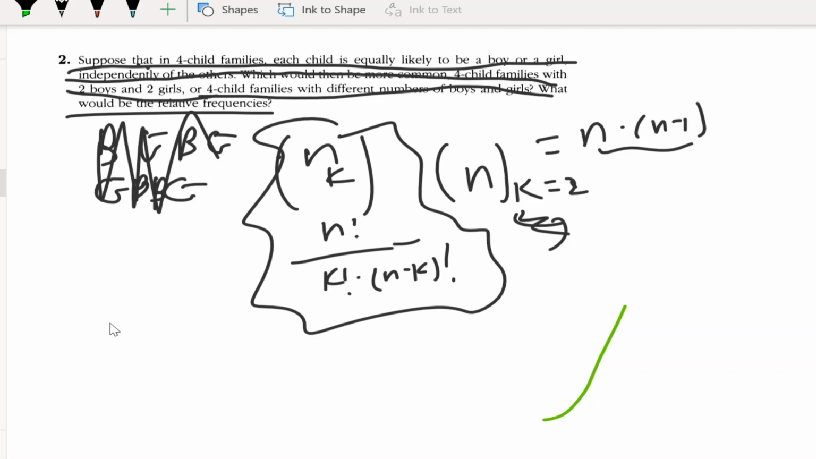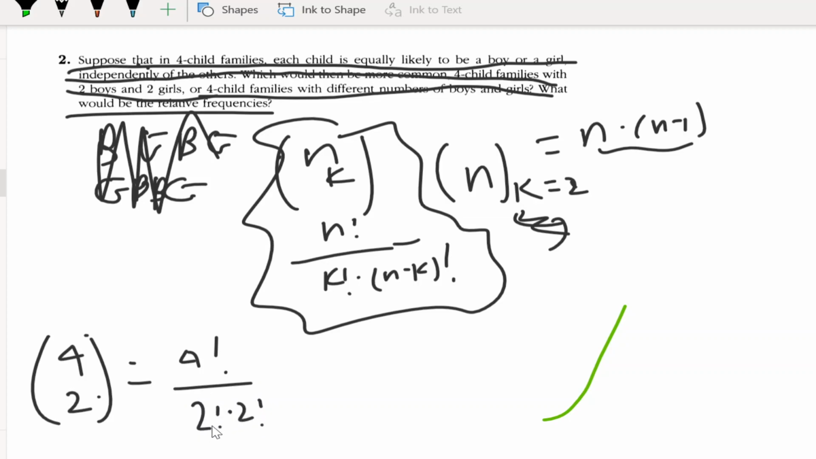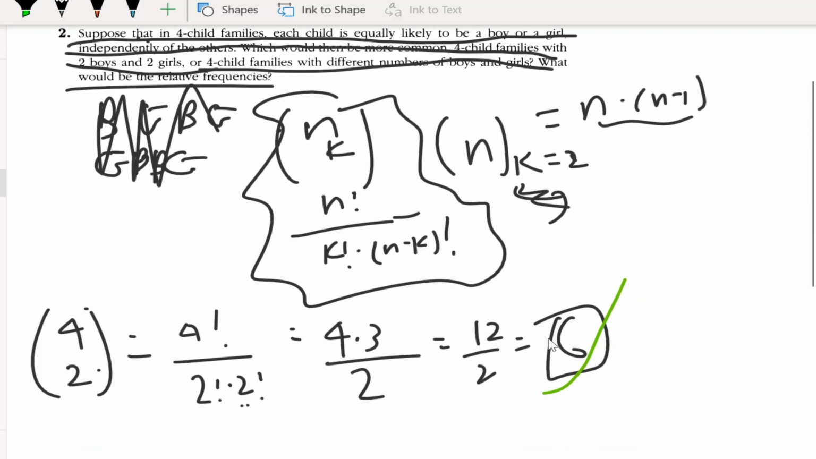So what should be more common? 4-child families with 2 boys, 2 girls. That would be 4 choose 2, because we have 4 total children, of which 2 can be girls. And once again, order does not matter. So 4 factorial over 2 factorial times 2 factorial, since 4 minus 2 gives that second 2. So 4 times 3 times 2 times 1 over 2 times 1, and we can cancel those. So it'd be 4 times 3 over 2 factorial, which is just 2. So that's 12 over 2, which is equal to 6.